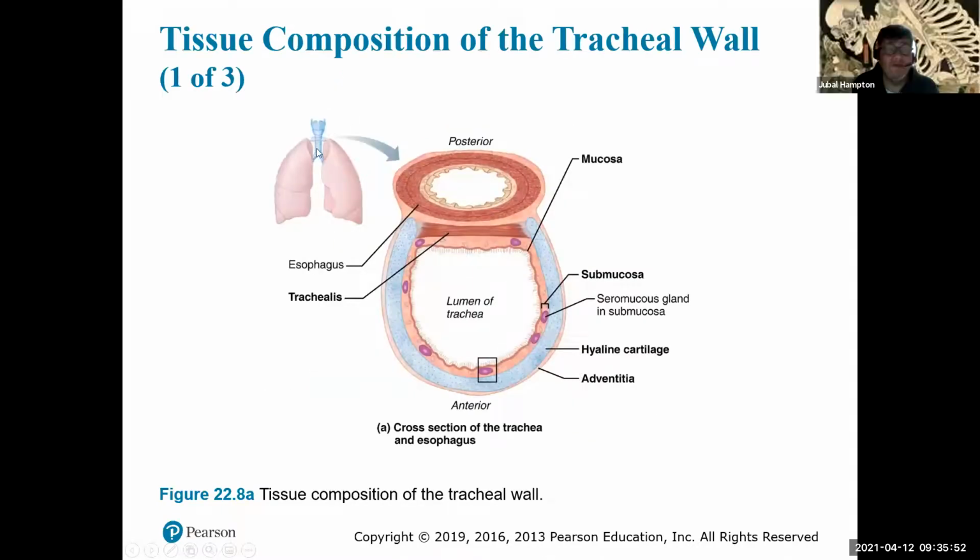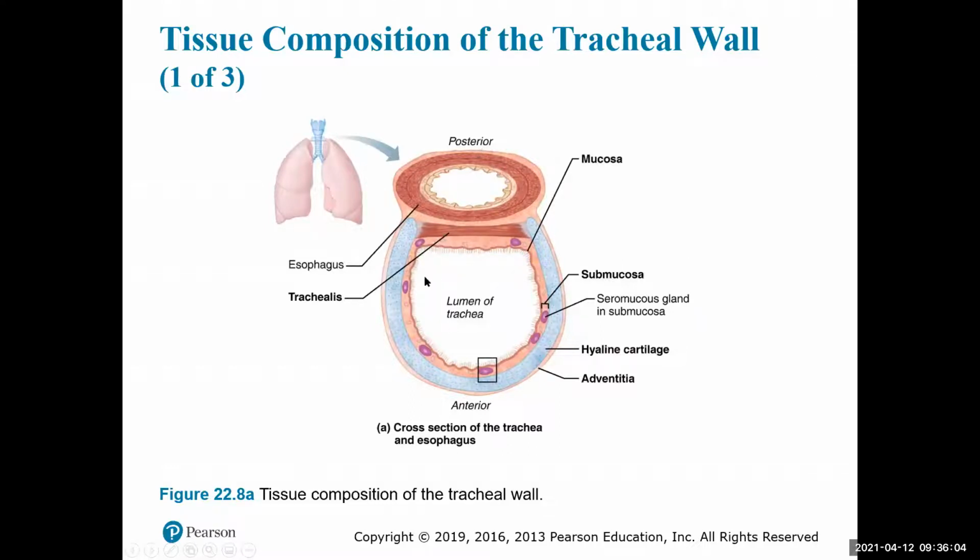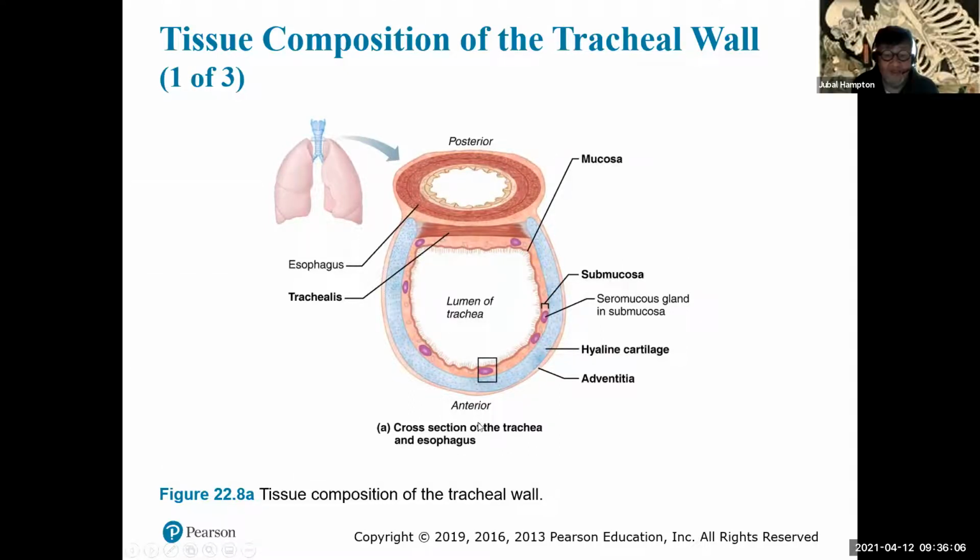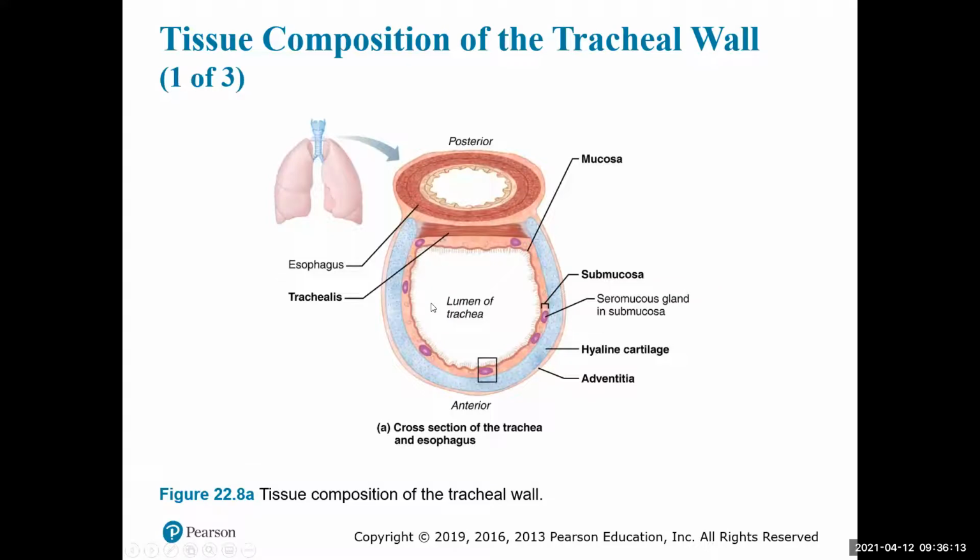Here we have a transverse section through the trachea showing the posterior and anterior placement of the esophagus, again, posterior, and the trachea is anterior. The lumen is the space within.